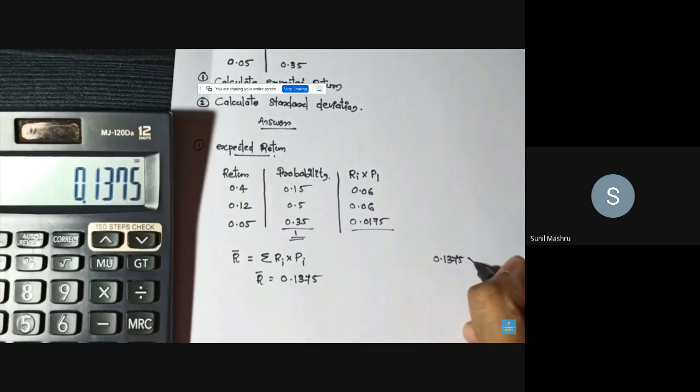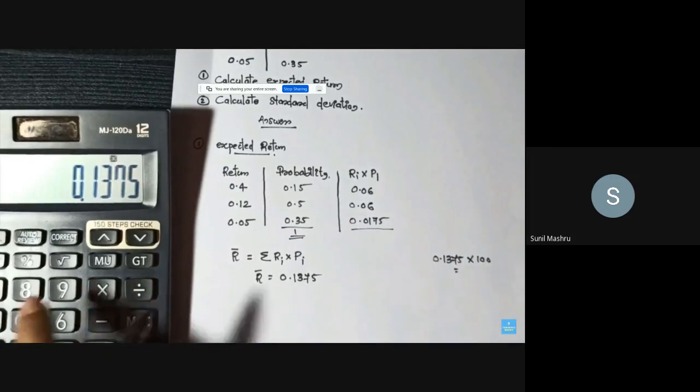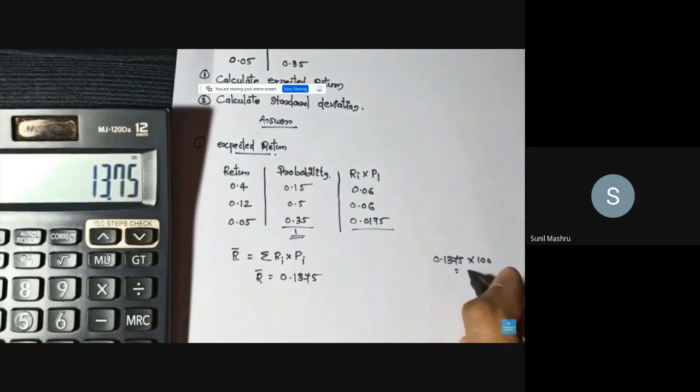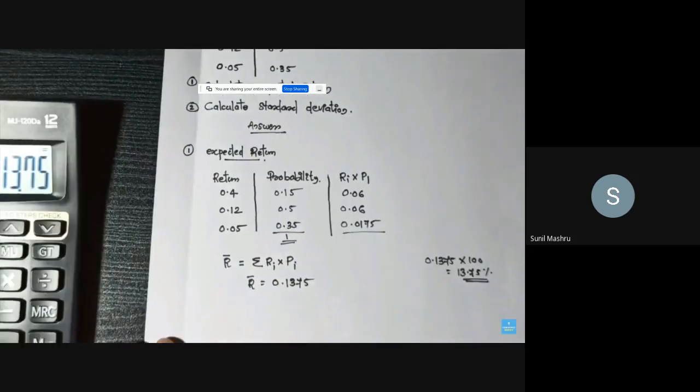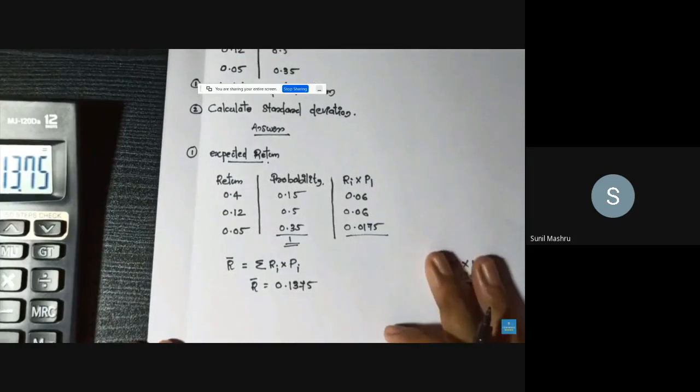0.1375 into 100 is equal to 13.75%, the expected return of this stock. So here we are taking the expected return in decimal form because we have to find out the standard deviation also. So I hope you understand how to find the expected return.